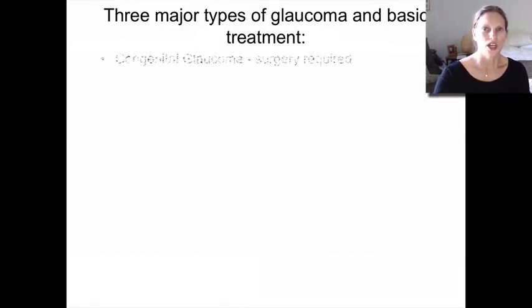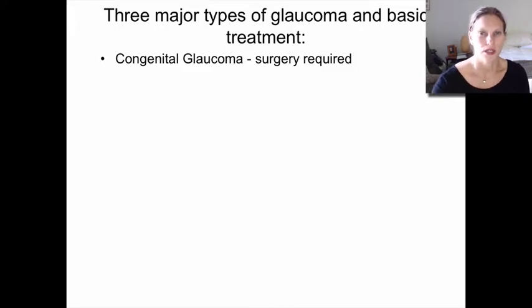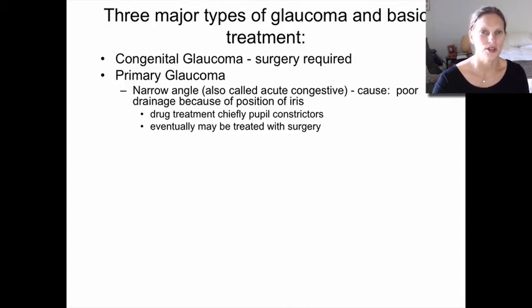So there's really three major types of glaucoma. One would be congenital, which we're not going to talk about because that would require surgical correction and is outside the scope of drugs. But then we have primary, which gets broken down into narrow angle. Sometimes it's called acute congestive glaucoma. And again, this issue is due to the poor drainage because of the position of the iris.